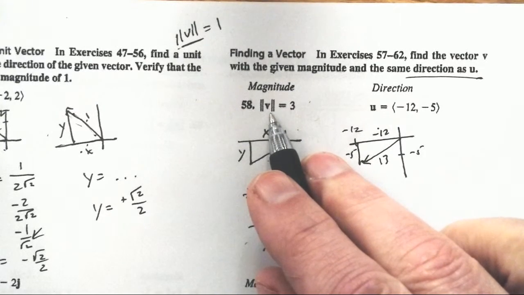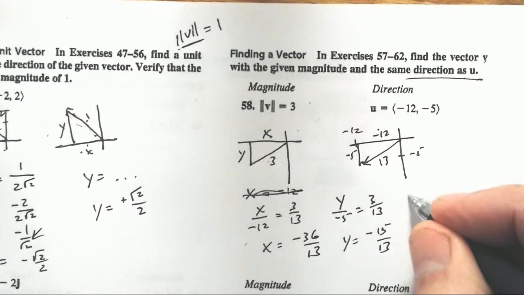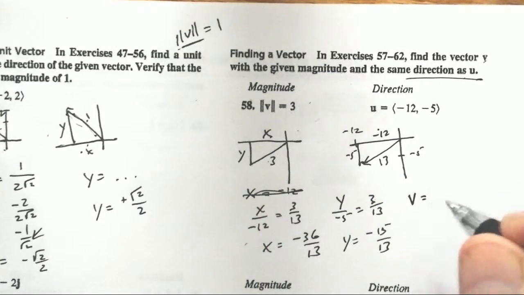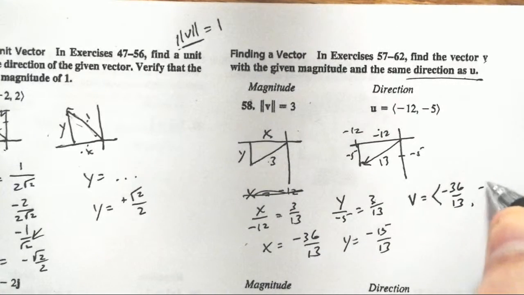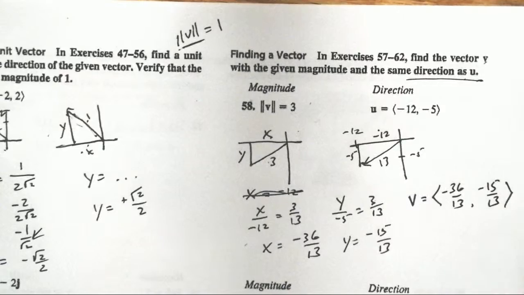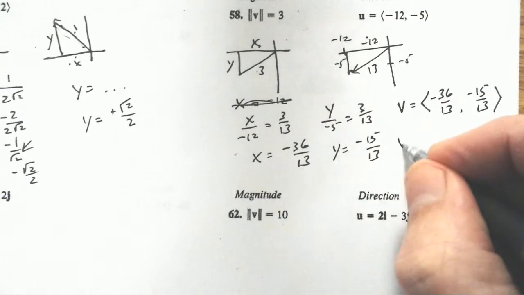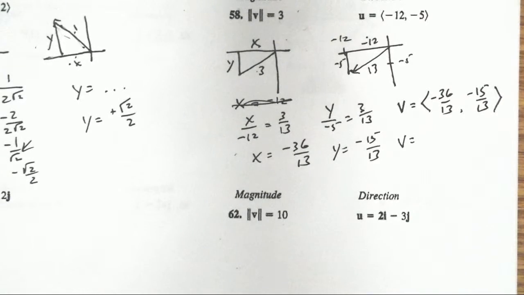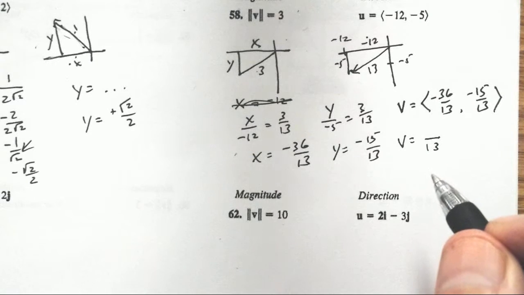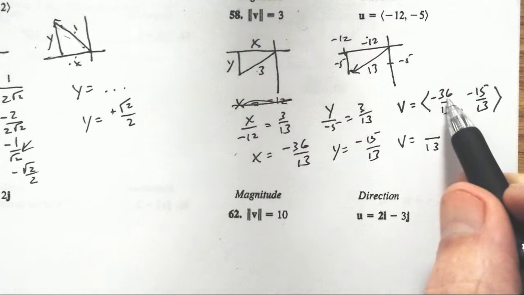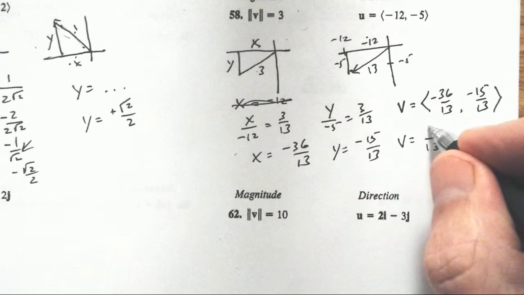So we're finding vector v, magnitude 3. The component form of vector v is negative 36 on 13, negative 15 on 13. And most definitely worth noting on this that you can factor out of here. I don't know what the back of the book answer is, but I know I can factor out a 3 on 13, and I might even be tempted to factor out a negative 3. But I'm going to factor out a 3.